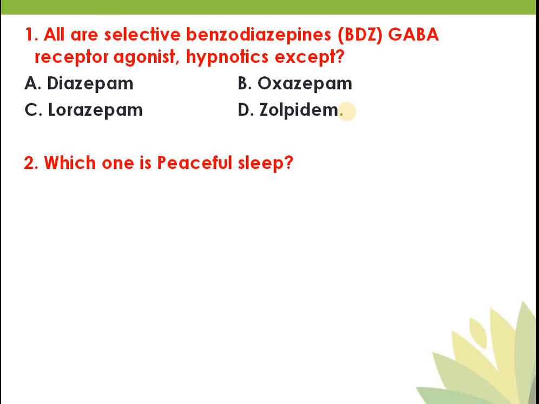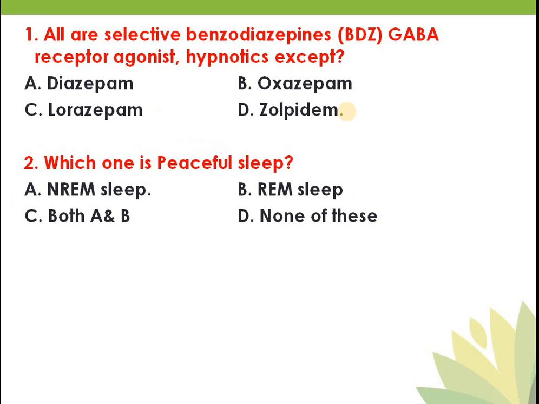Which one is a peaceful sleep? Your options are: A, NREM sleep; B, REM sleep; C, both; D, none of the above. In this question, your answer is option A, NREM sleep, that is non-rapid eye movement sleep.